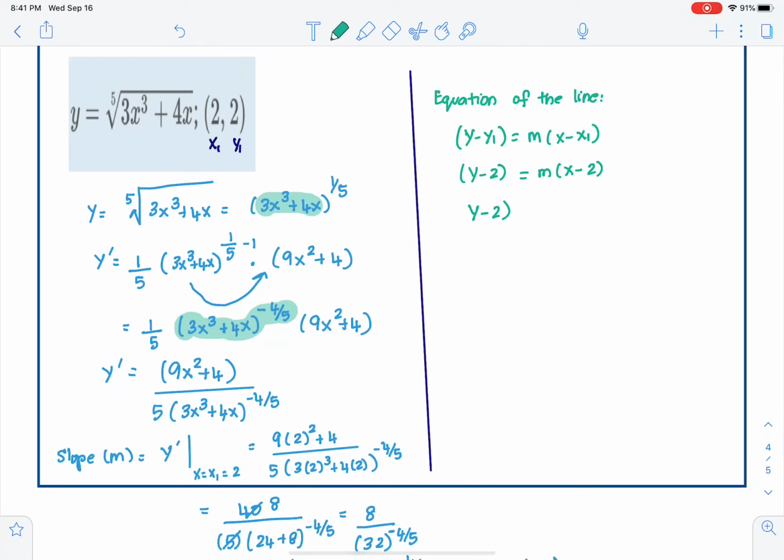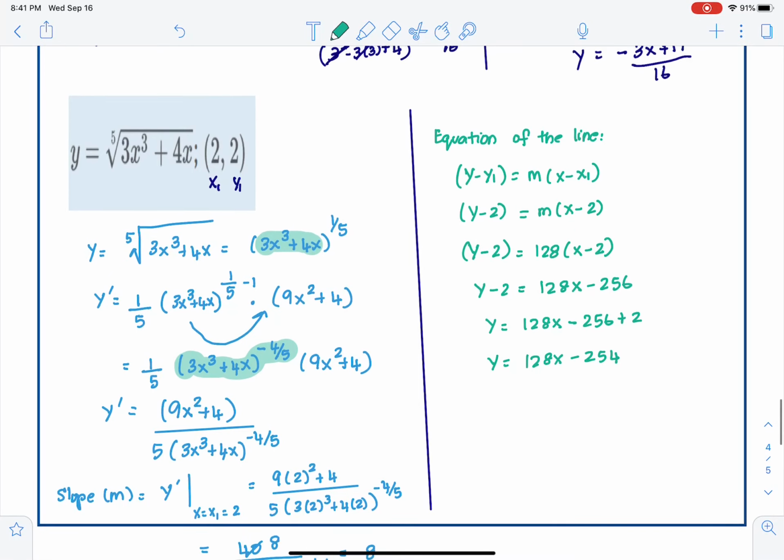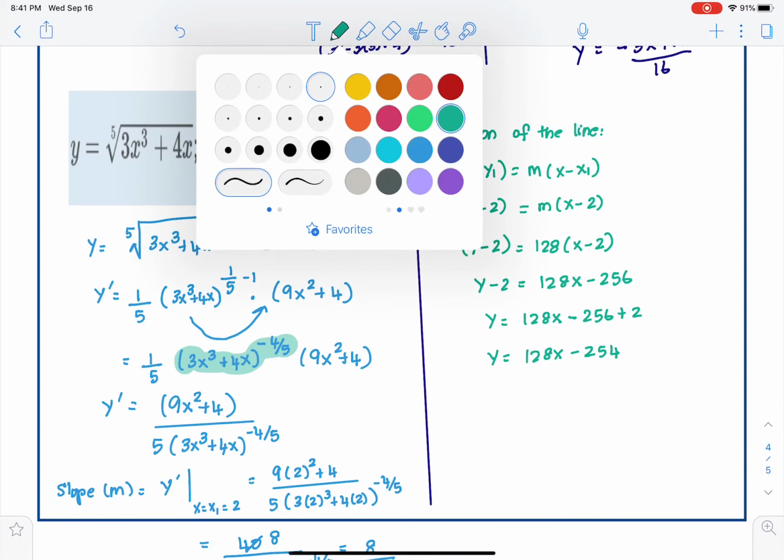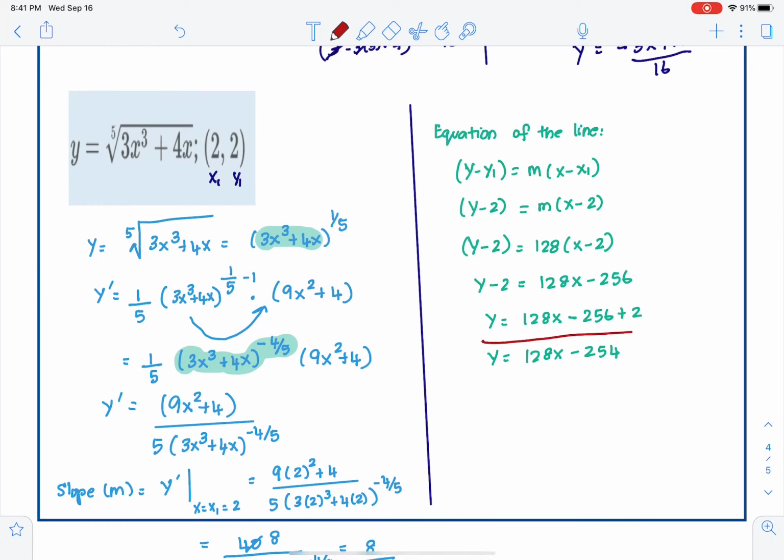So y minus 2 would equal 128 times x minus 2. Y minus 2 would equal 128x minus 256. Y would be equal to 128x minus 256 plus 2. Y is 128x minus 254. Therefore, the equation of the line tangent to the given function at the point 2, 2 is y equals 128x minus 254.